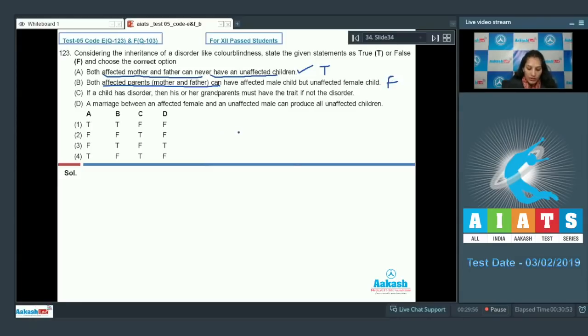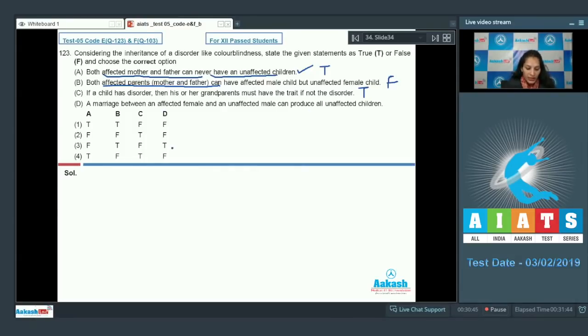C. If a child has the disorder, then his or her grandparents must have the trait, if not the disorder. This is very true. Why? If a child has the disorder, then the trait of the disorder must be present in the parents, and the parents must have received this trait from the grandparents or their parents. It means the grandparents should have the trait, then only it can pass on to the next and next generation. So if a child has the disorder, then his or her grandparents may not have the disorder, but they must have the trait. This is completely true.